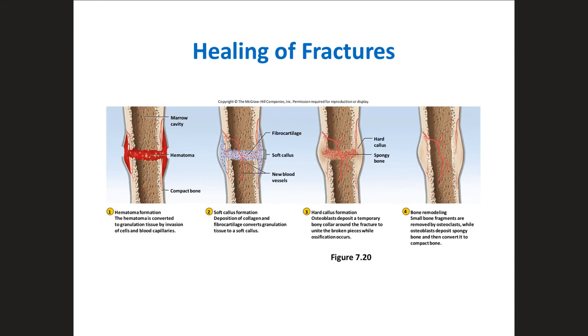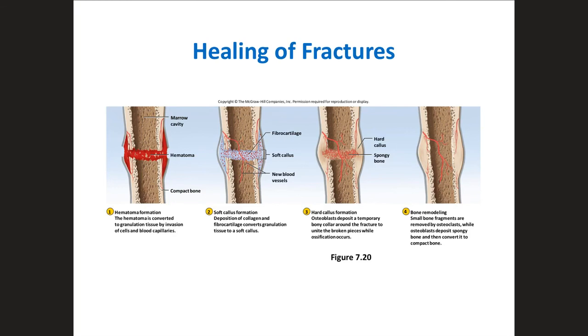Now, bone remodeling occurs because of the stresses that are put on the bone, and it involves both osteoblasts and osteoclasts. So osteoclasts are going to help start to break down the bone, and osteoblasts are going to build up the bone depending on where the stresses are happening on that bone. So eventually this hard callus will go away as bone remodeling occurs, and then the bone will go back to normal as it is used.